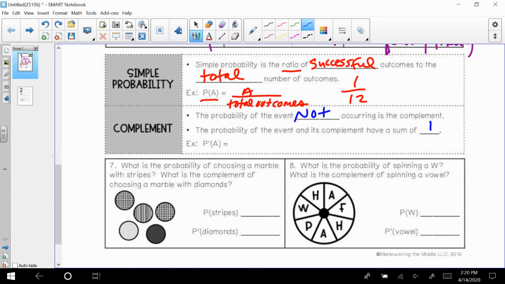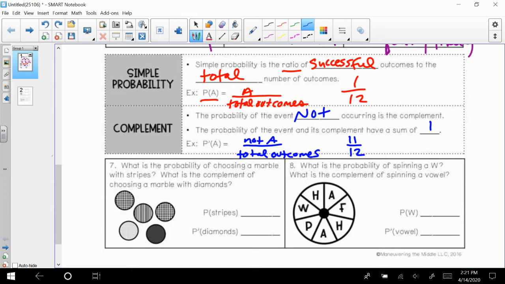So it's the probability of not A happening. That's anything but A happening out of the total number of outcomes possible. So, for example, if it was 1/12 for A to happen, then there would be 11/12 for not A to happen. We're going to answer a couple questions here.